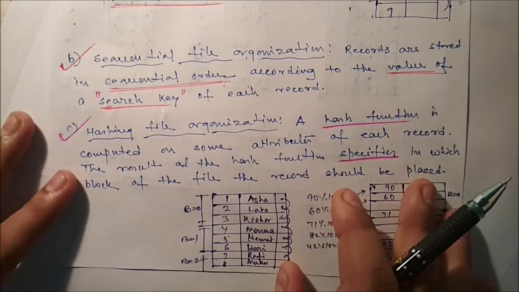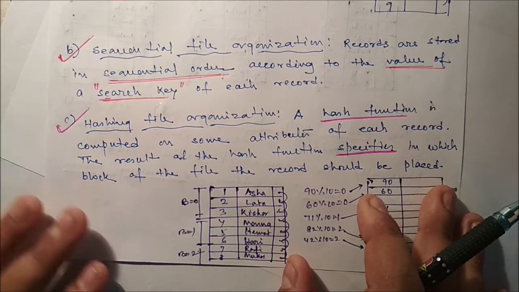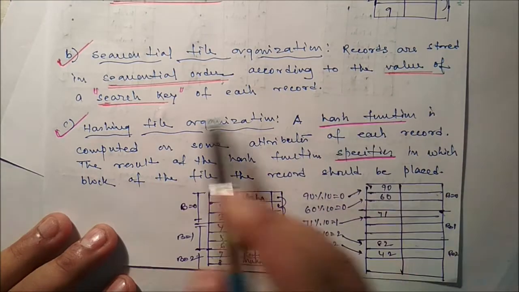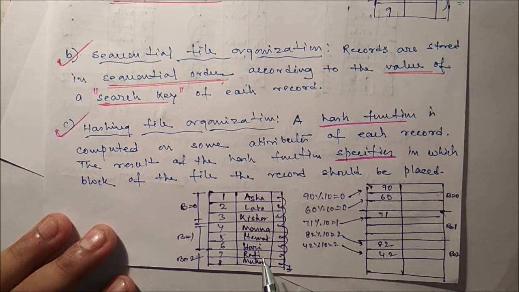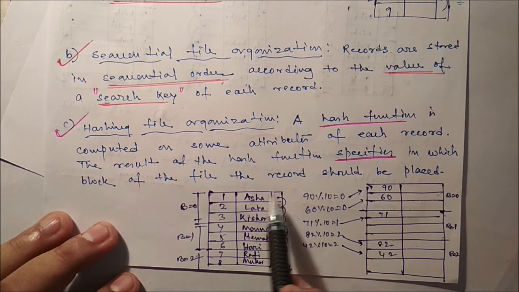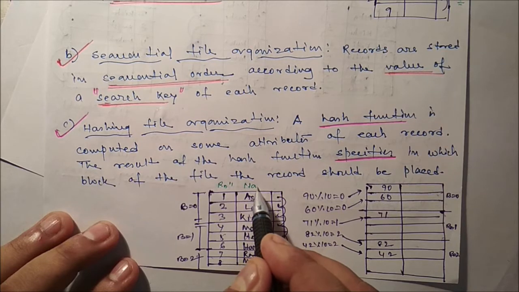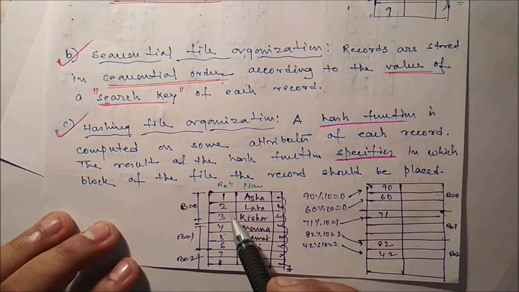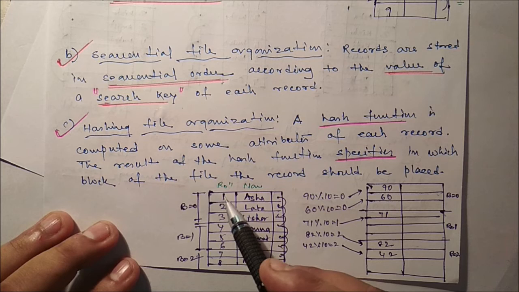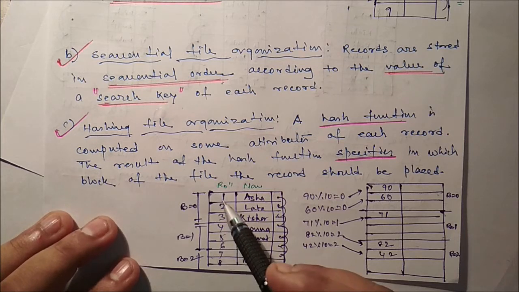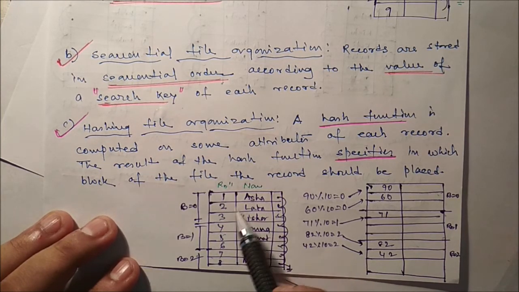Next is sequential file organization and hashing file organization. In sequential file organization, records are stored in sequential order according to the value of the search key of each record. Say this is one file with student information, where roll number and name are there. Here we store based on the roll number, so the search key will be the roll number, through which we have to search. The records are stored in order of roll number. First roll number is 1 Asha, second 2 Lata, 3 Kishore, 4 Manna, 5 Hemant, and so on.